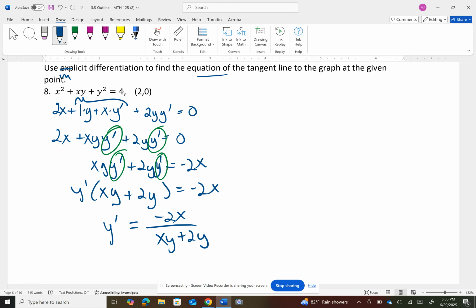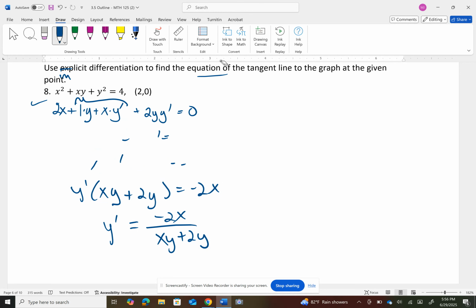All right, let me double check. 2x plus y plus x y prime plus 2y y prime equals 0. So that step's good. This step, I feel like oh yeah, I messed up on that right there, I realized. Okay, so hang on a second. I don't want to have to do the whole video over again. So let me just fix that from there. So I'm going to start from here, okay? All right, no worries. It only takes a second.